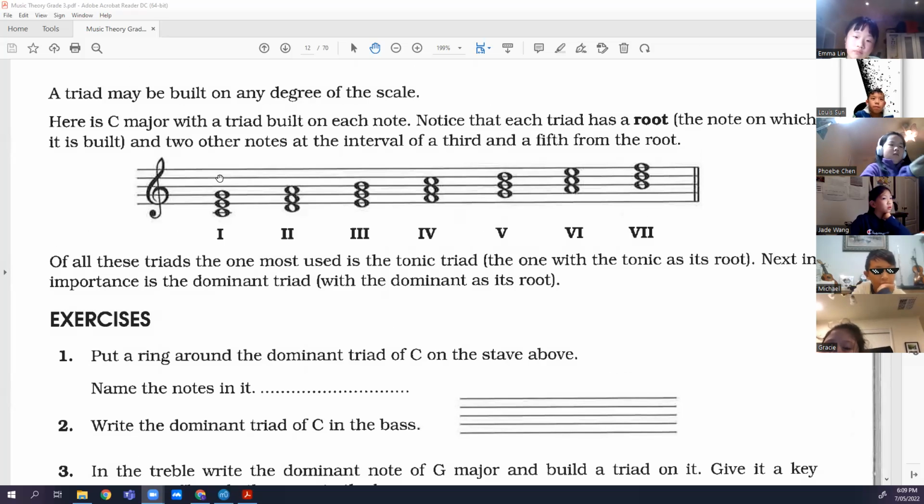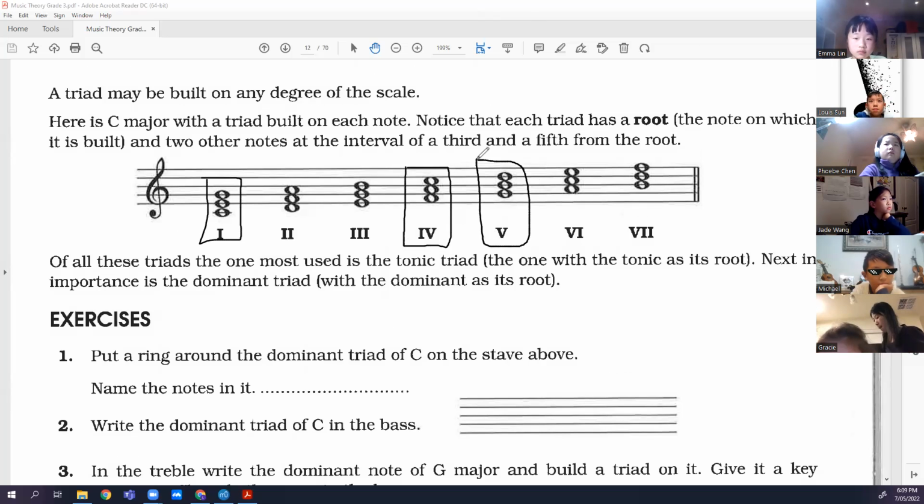You'll learn about that. So from now on, we'll be using quite a lot the 1, the tonic triad, the subdominant triad, and the dominant triad.